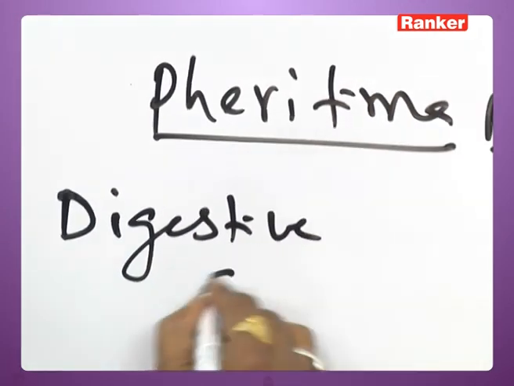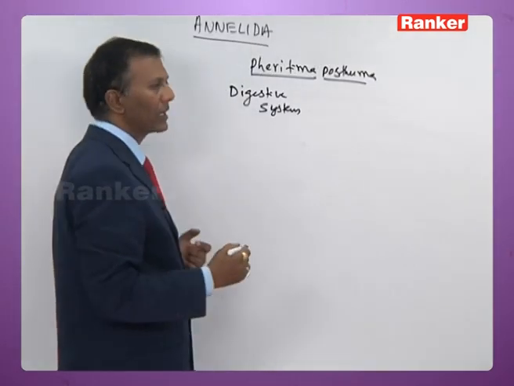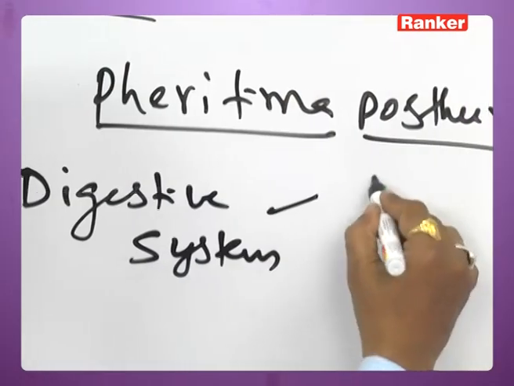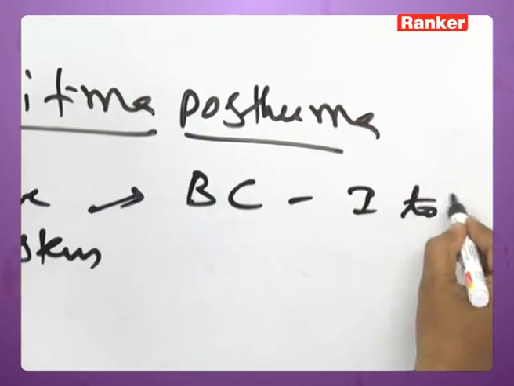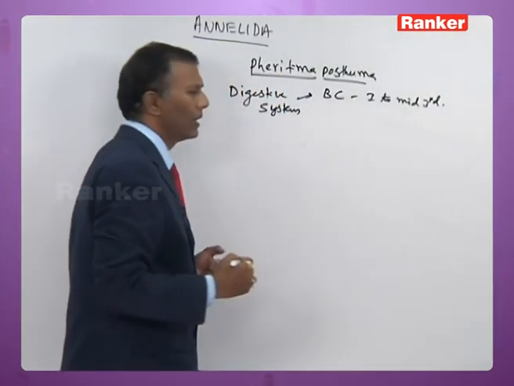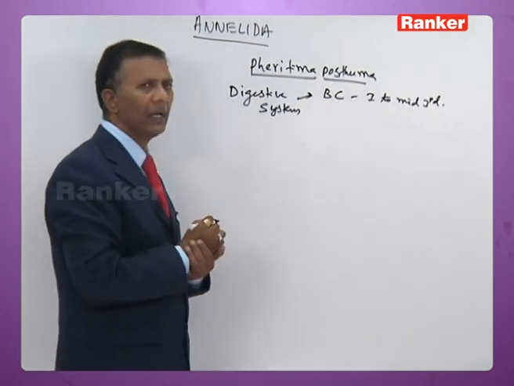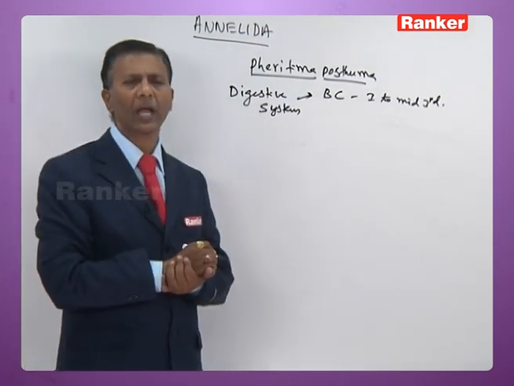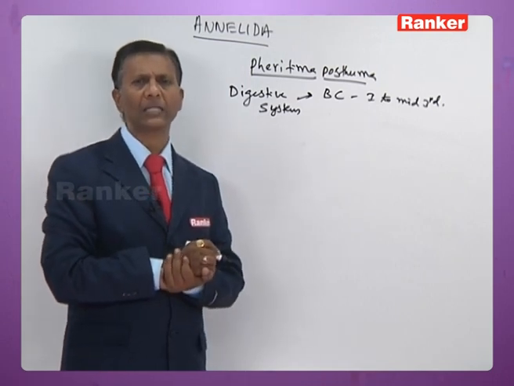In the digestive system of earthworm, the first important part you find is the buccal cavity. The buccal cavity is present from the first to the middle of the third segment. It is a thin walled structure and acts as the organ of ingestion.